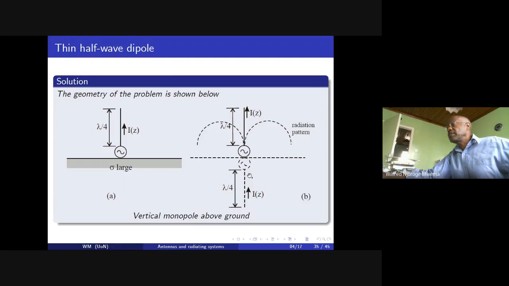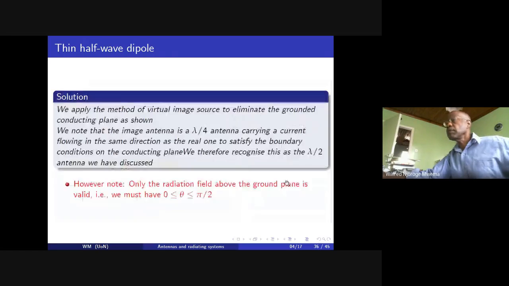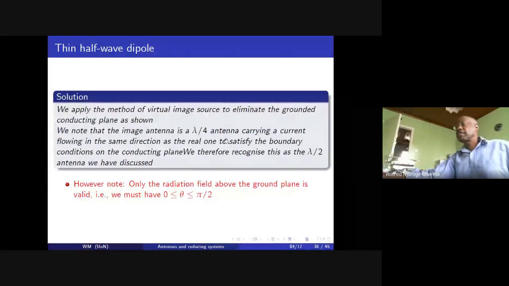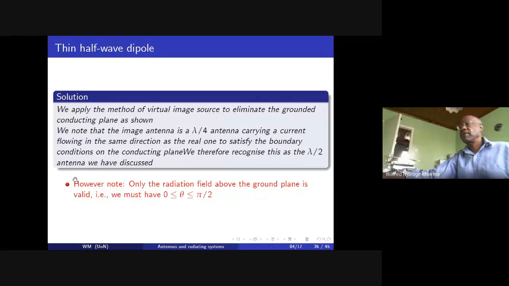The only reason that we are doing this is because we already know how to solve for the full dipole, and we already have a solution. So to get the monopole or the one pole alone, we can now just use the full dipole, and just take half the solution. So we apply the method of virtual image source to eliminate the grounded conducting plane as shown. And we note that the image antenna is a quarter wave antenna carrying a current flowing in the same direction as the real one to satisfy the boundary conditions on the conducting plane. We therefore recognize this as the half-wave antenna we have just discussed.